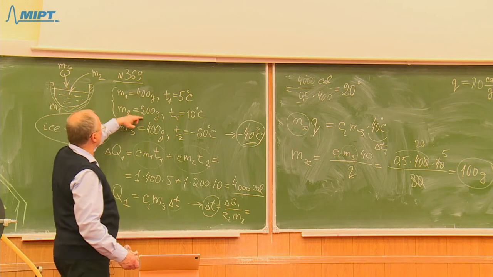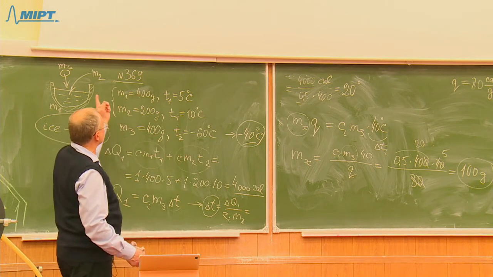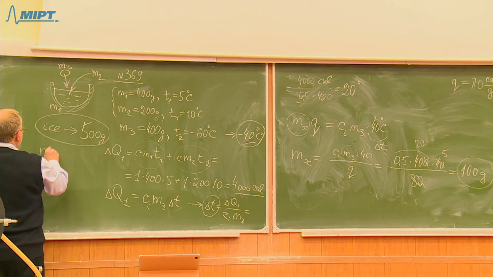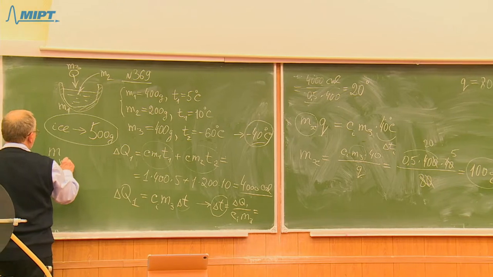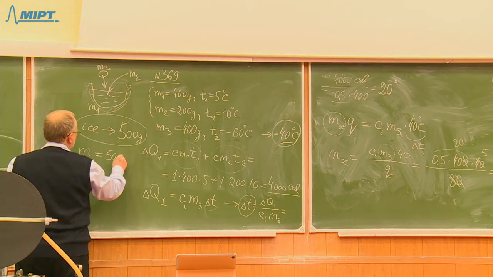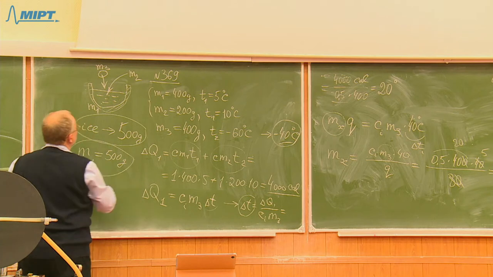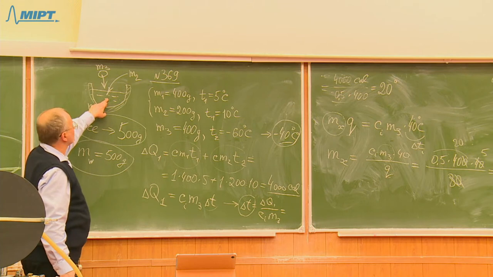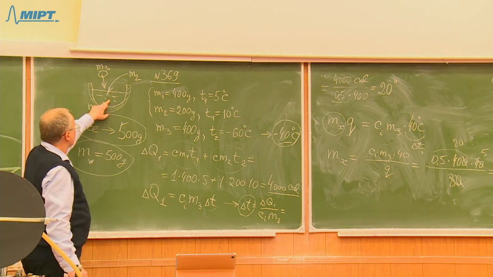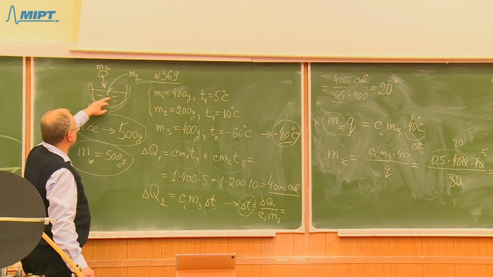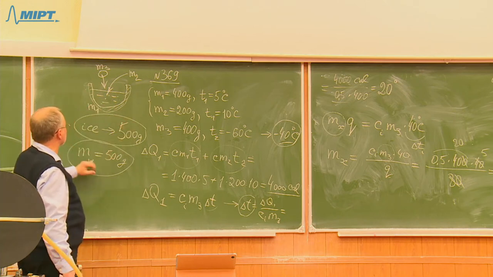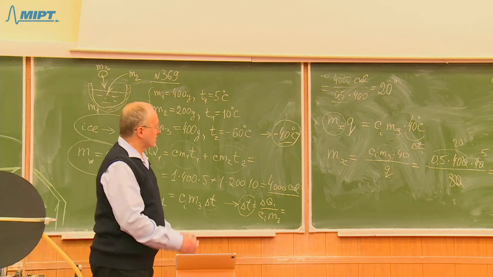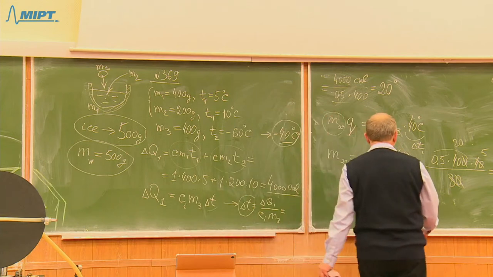And out of 600 grams of water, 100 grams will be lost because it will go into ice here. So the final mass of water will be also 500 grams. So finally here, the final temperature will be 0 degrees Celsius. And in this container, in this calorimeter, we will have half a kilogram of ice and half a kilogram of water, the mixture of ice and water at 0 degrees Celsius. That is the solution of this problem.